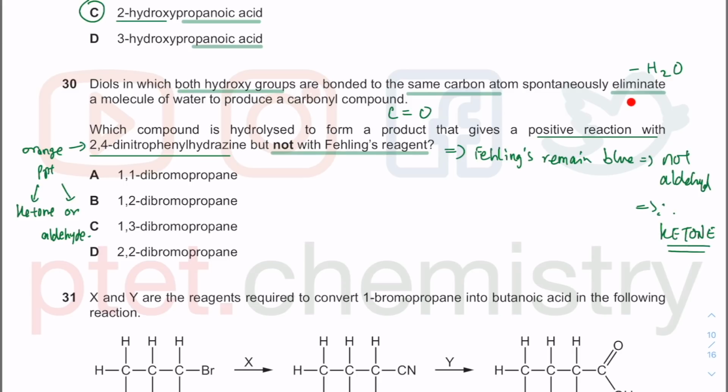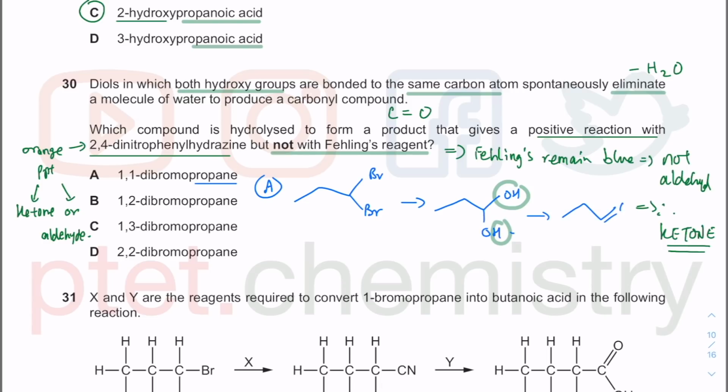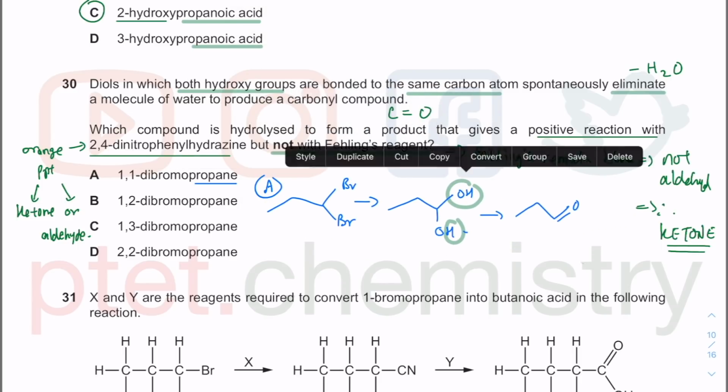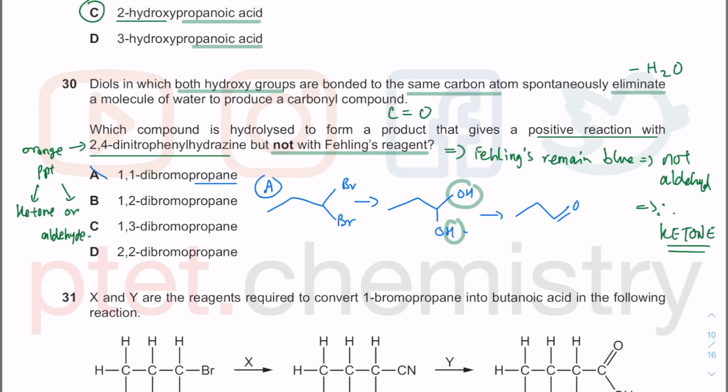But we have to follow this thing here where we have to eliminate the water molecule. So if we look at A, we have propane, so 3 carbons. We have 1,1-dibromopropane. When we replace it with OH and OH, this will form a diol. As you form the diol, then you will eliminate, and you will get an aldehyde, for instance, like that. So you get this aldehyde here, and that is not a good story because that is not what you want. You want a ketone, you don't want an aldehyde, so A cannot be the answer.